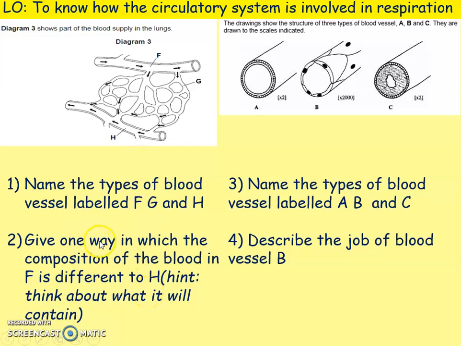Question 2. Give one way in which the composition of the blood in F is different to H. So at F, the blood's entering into the capillaries around the alveoli, and at H, it's leaving. So think about which gases have been exchanged here. Question 3. 3 diagrams, which blood vessels are which? And then question 4, describe the job of blood vessel B. Using the information on your sheets and in this screencast, hopefully you'll be able to work those out.